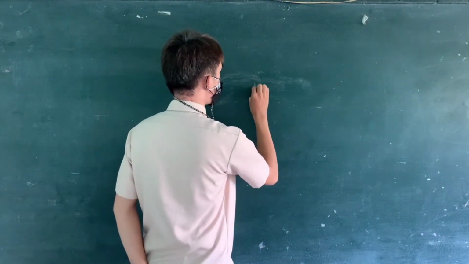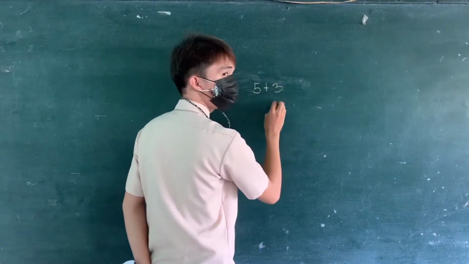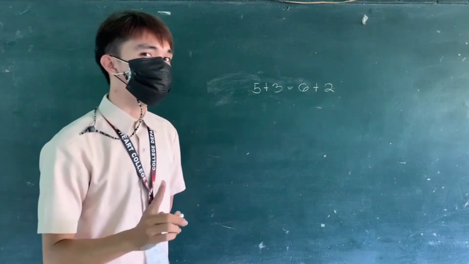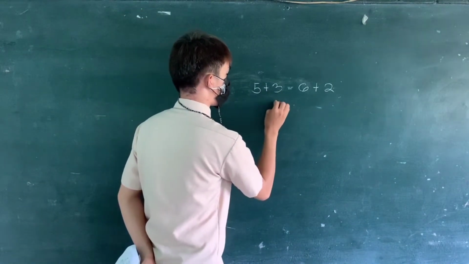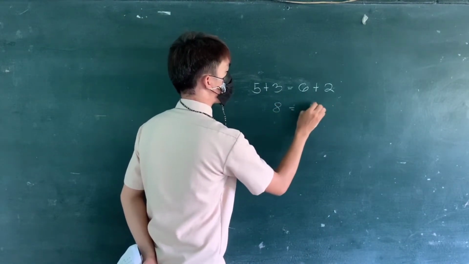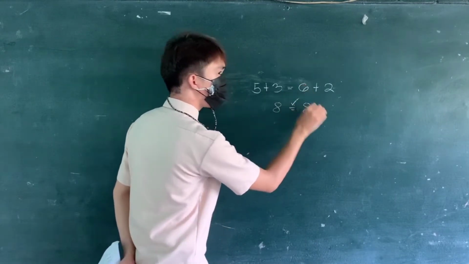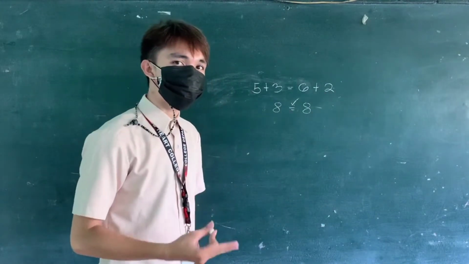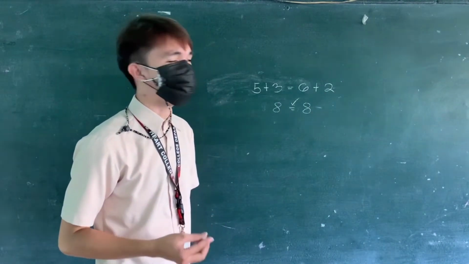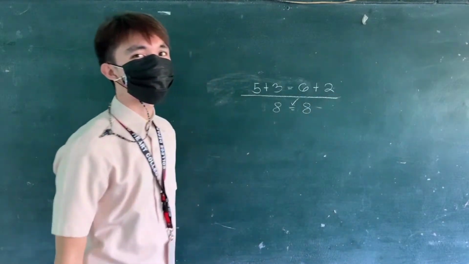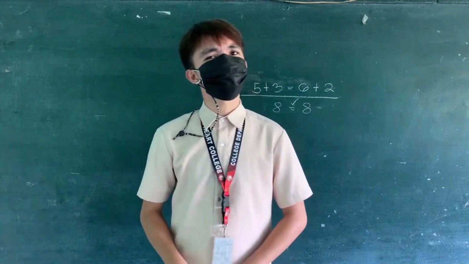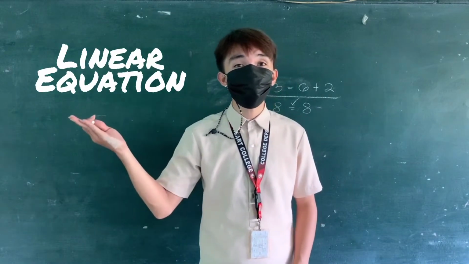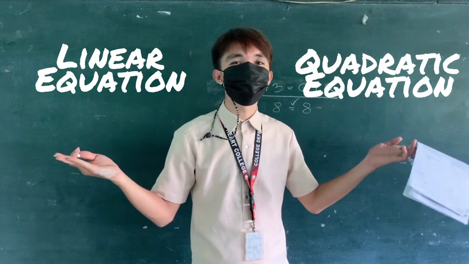The expression 5 plus 3 equals 6 plus 2. When simplified, 5 plus 3 equals 8, 6 plus 2 equals 8. As you can see, both expressions have the same sum or answer, which means we can say that this is an equation. Now, what is a quadratic equation? Let's have this comparison. Linear equation versus quadratic equation.